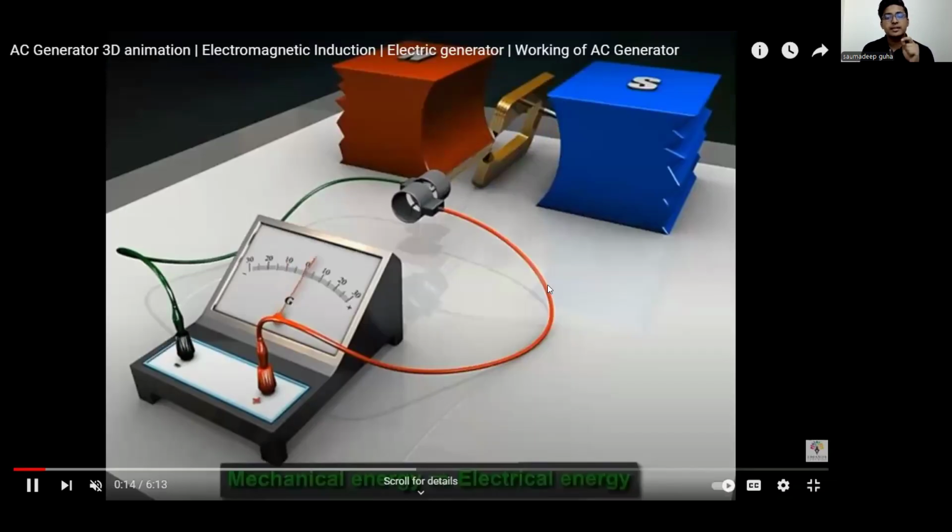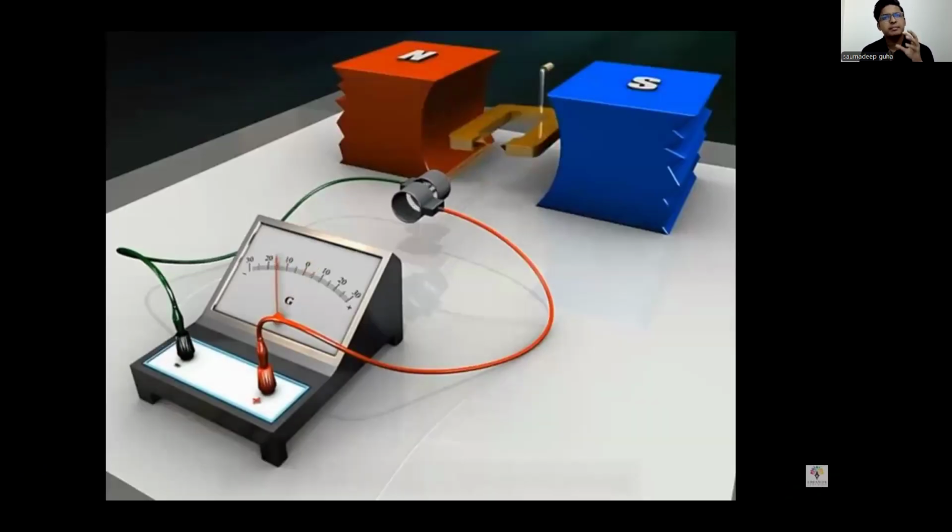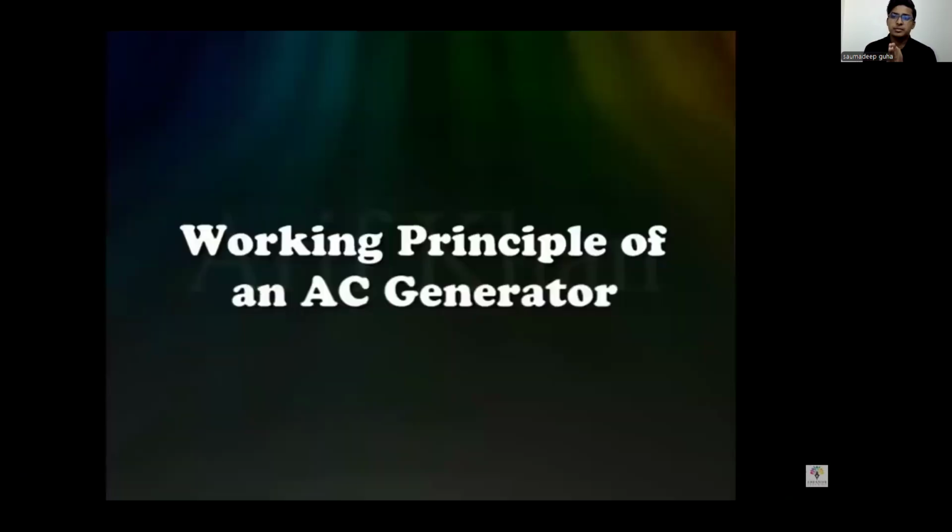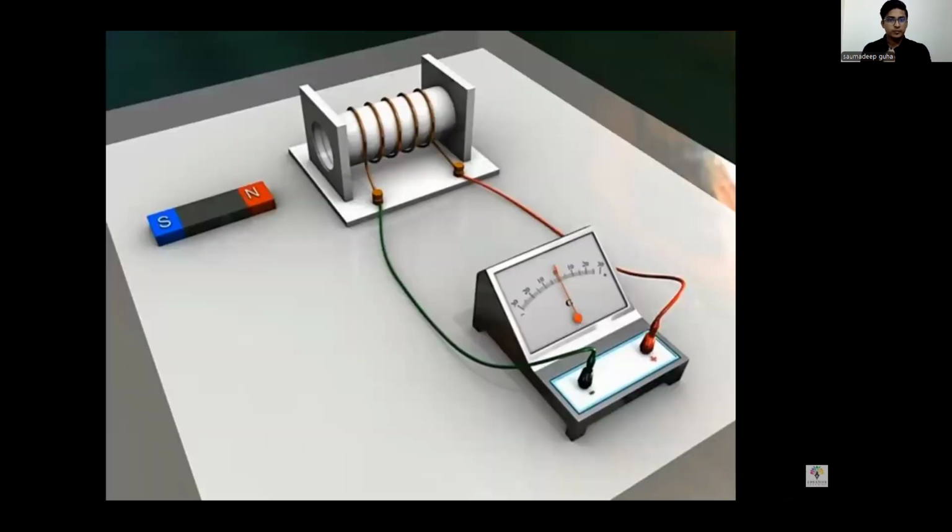This is how it is basically looking from inside, the basic mechanism of it. Now I'll be explaining it. Do not worry. See the working principle first. What is the working principle? Fleming's right hand rule.